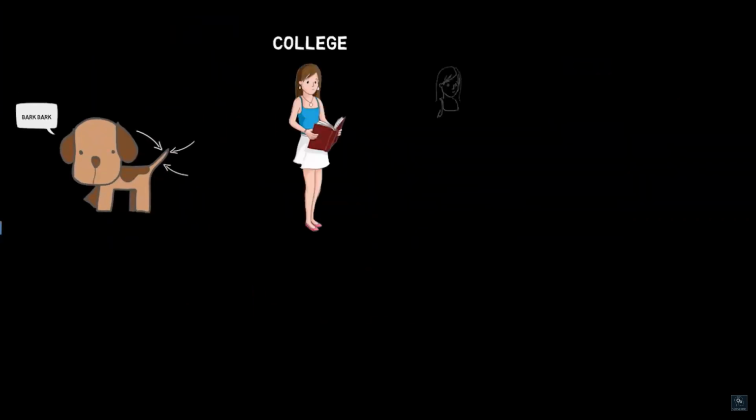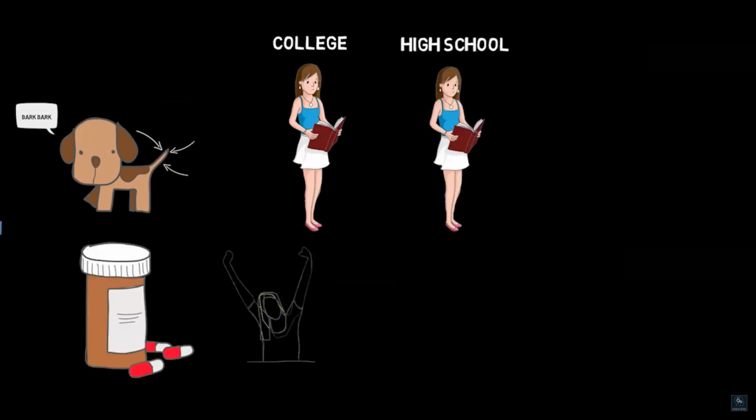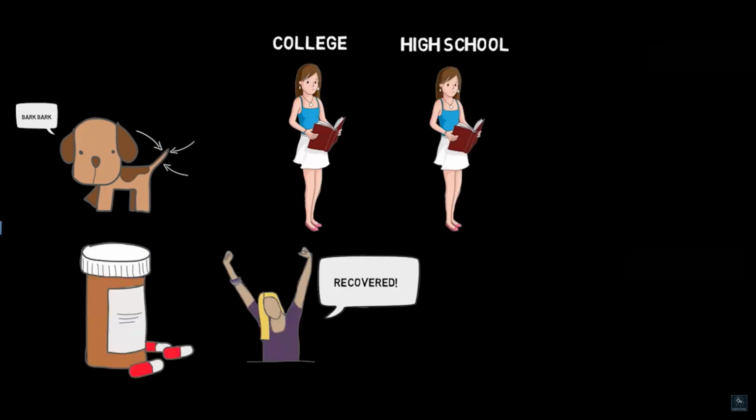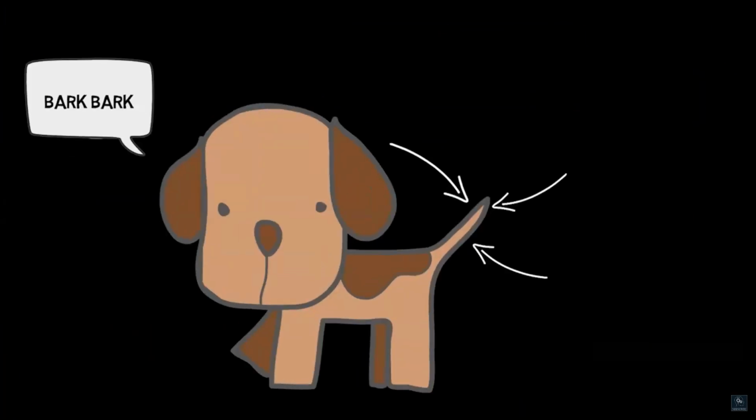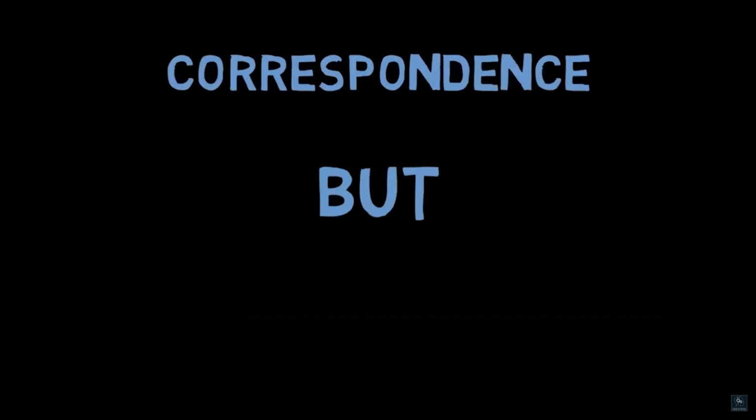First, let's consider some other examples. Fido barks when his tail wags. People with higher grades in college have higher grades in high school. People who take vitamin C recover more quickly from a cold. These are correlations. That is, there's a correspondence between these events. For example, the dog, Fido, barks when his tail wags. But there's no reason to suspect that there's a causal relation between these events.